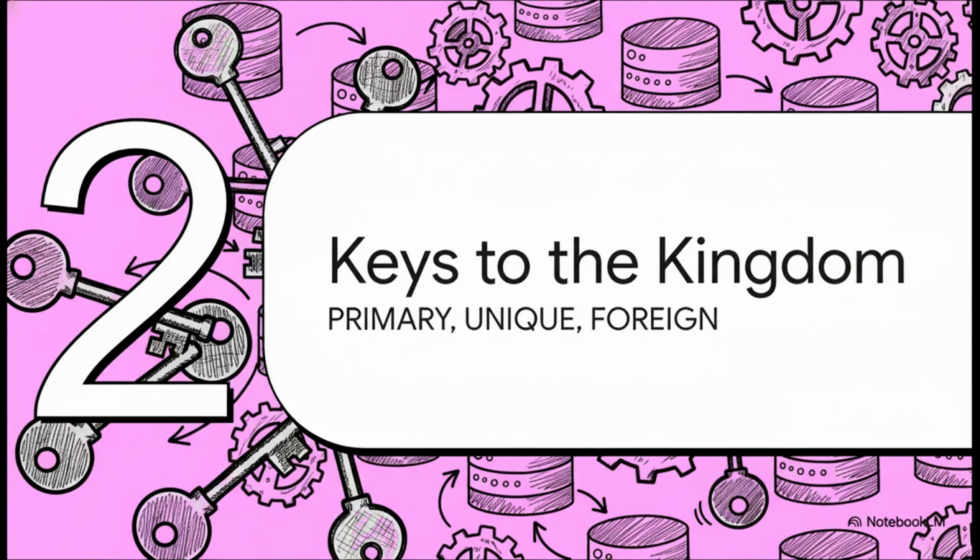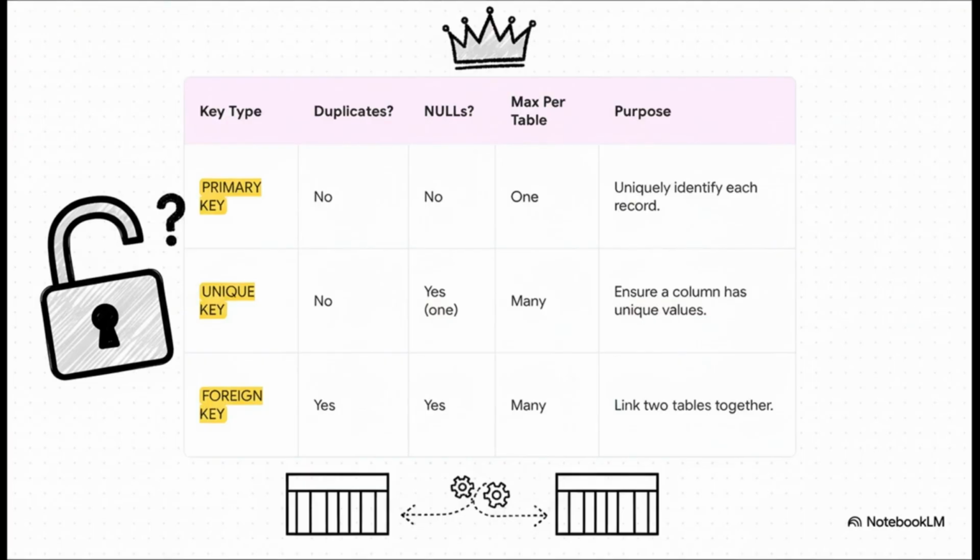We're talking about database keys. Seriously, these are the absolute foundation of any good relational database. They ensure your data stays clean and consistent, and they build the bridges between tables that make your data so powerful. This table right here is basically your cheat sheet. The primary key is the big boss. No duplicates, no empty values, and you only get one per table. It's the unique ID for every single record.